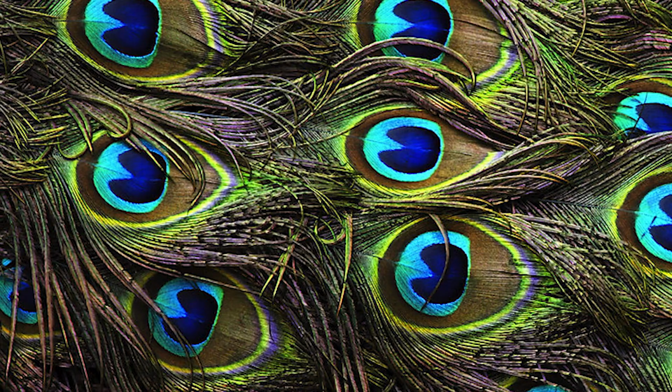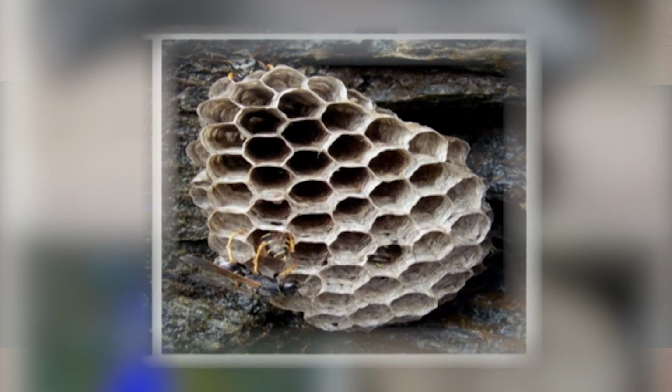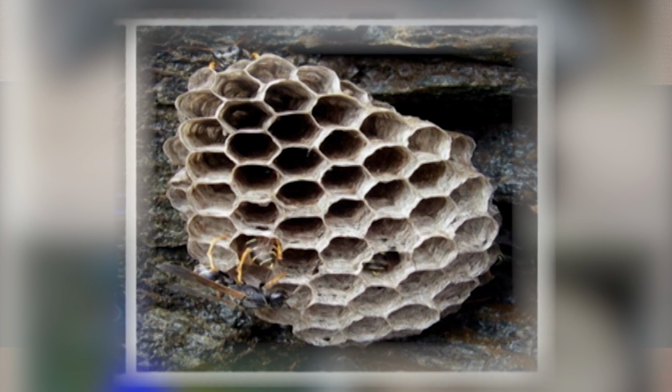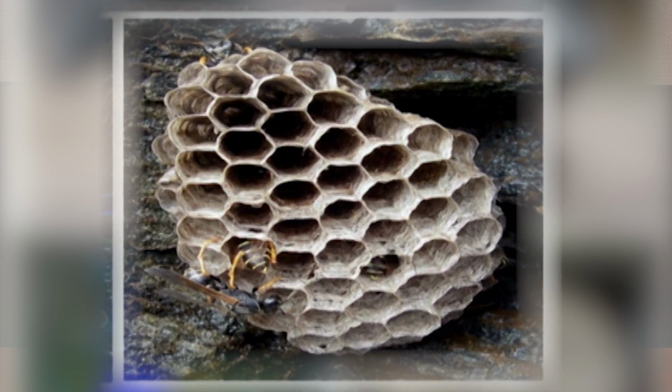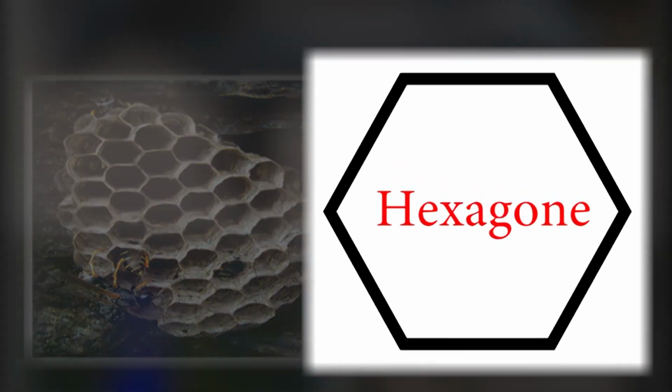Now let's come to another picture. This is the picture of honeycomb. The honeybee stores its honey in this honeycomb. Can you see a similar type of shape all over the honeycomb? You can see a pattern that each and every hole is of hexagonal shape.